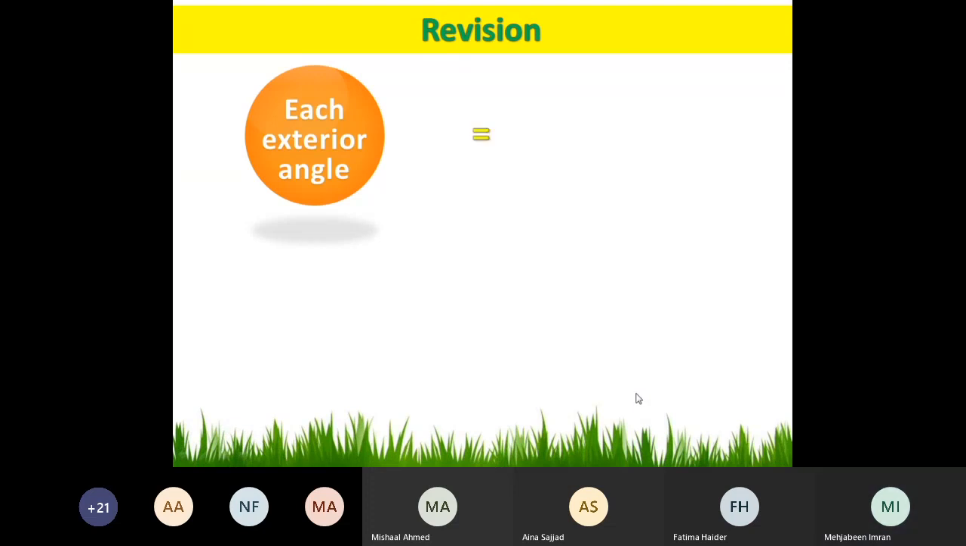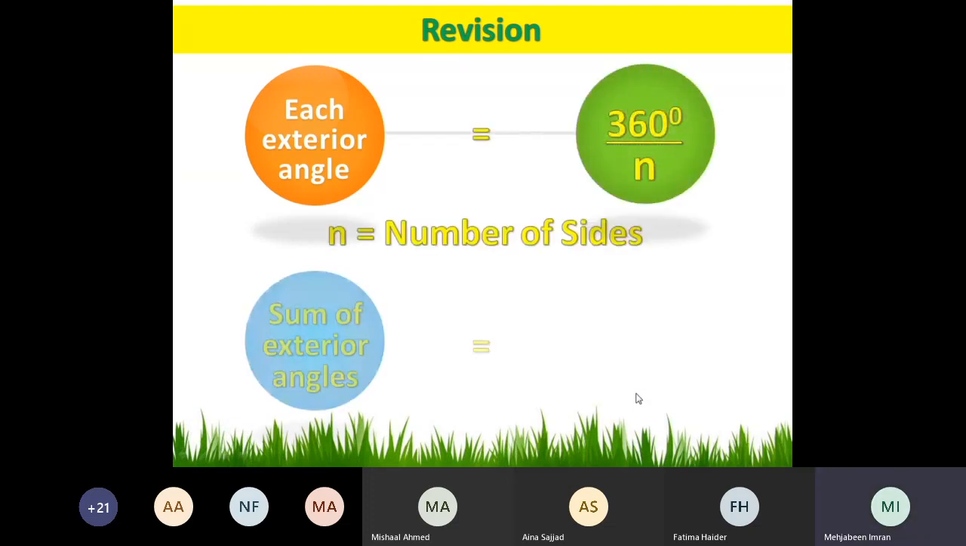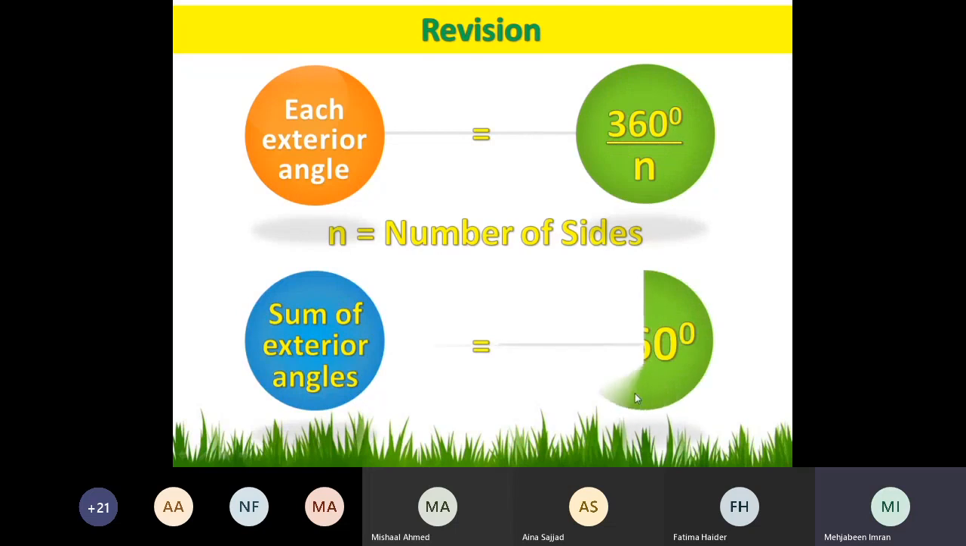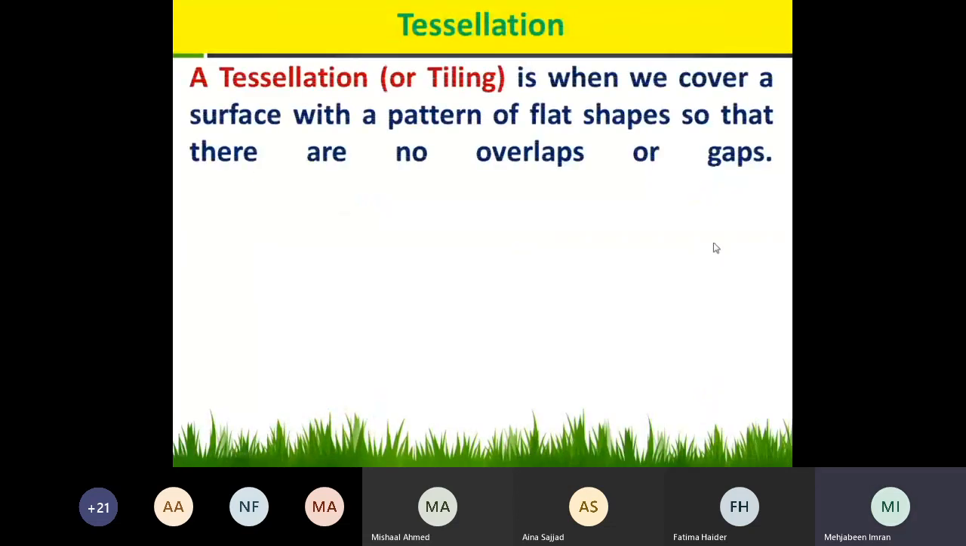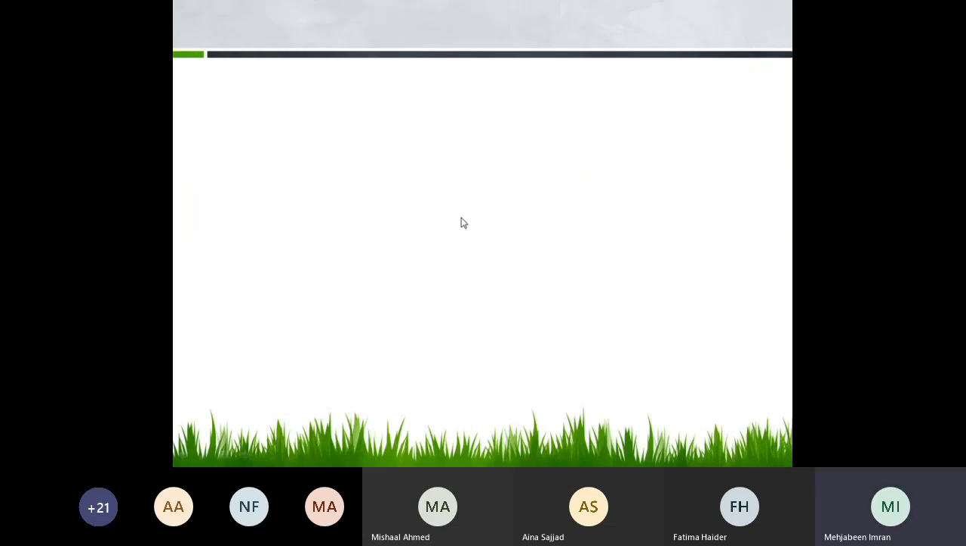Now, exterior angle, I have told you orally even before this. So the sum of exterior angles adds up to 360 degrees. And each exterior angle, if you have to find out, you have to divide by the number of sides, 360 upon n. You need to remember these formulas. There are two for interior angle and two for exterior angle.